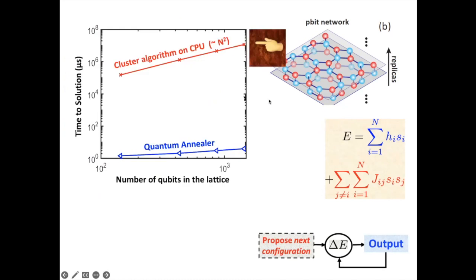Now, what was shown in that paper was that using this sophisticated cluster algorithm implemented on CPU, the time to solution versus the size of the lattice, the number of qubits in the lattice, and you're comparing what you get on CPU compared to what the quantum annealer gets. And you can see there's this 6 orders of magnitude difference. And this is what we tried to understand.